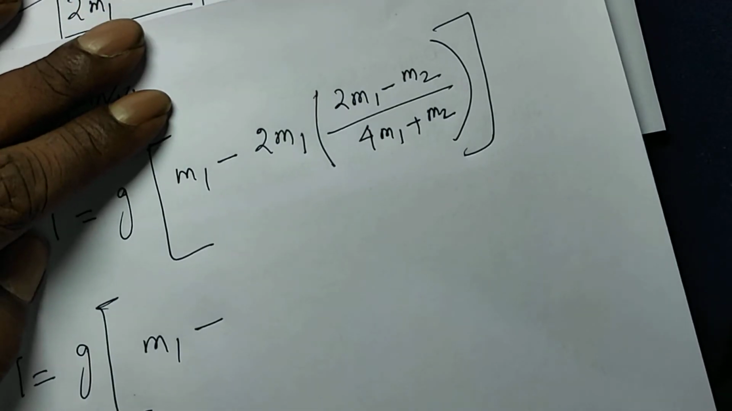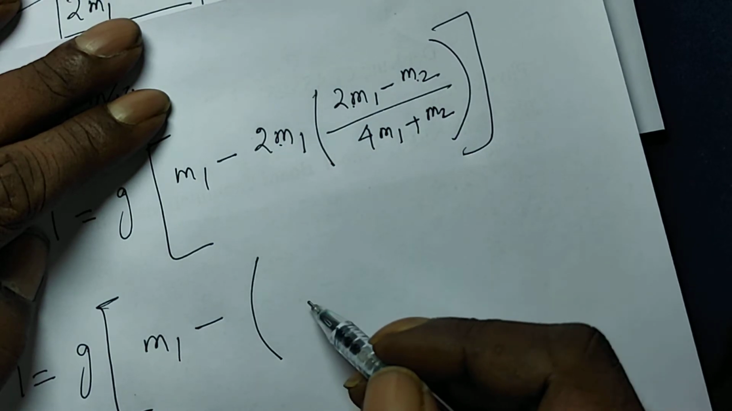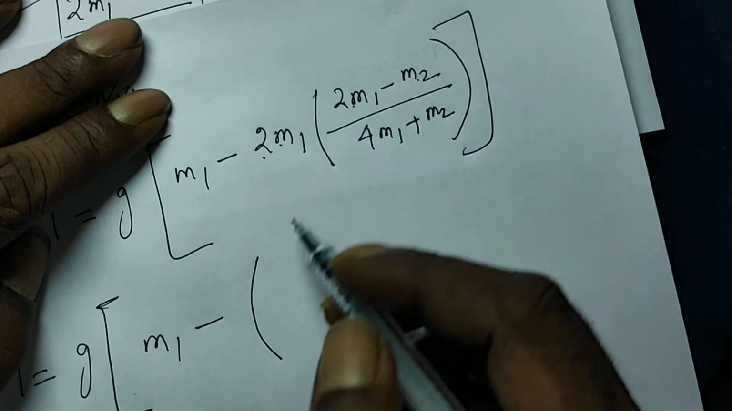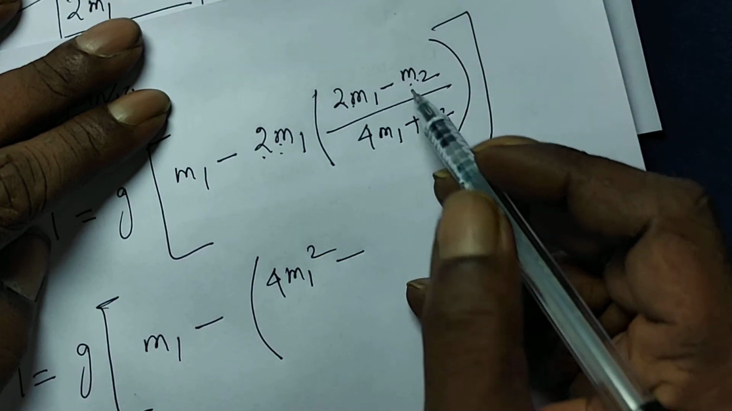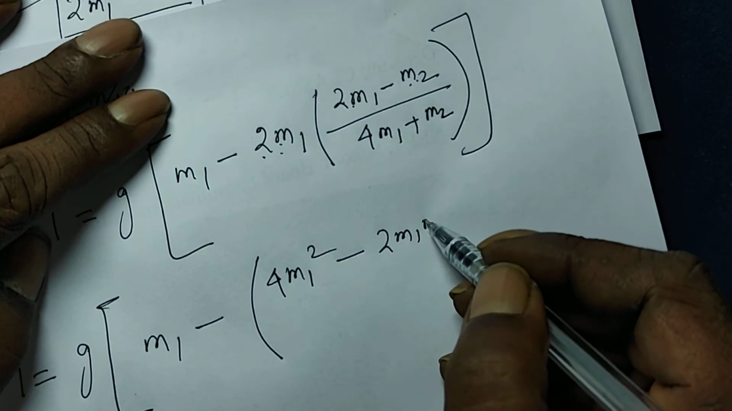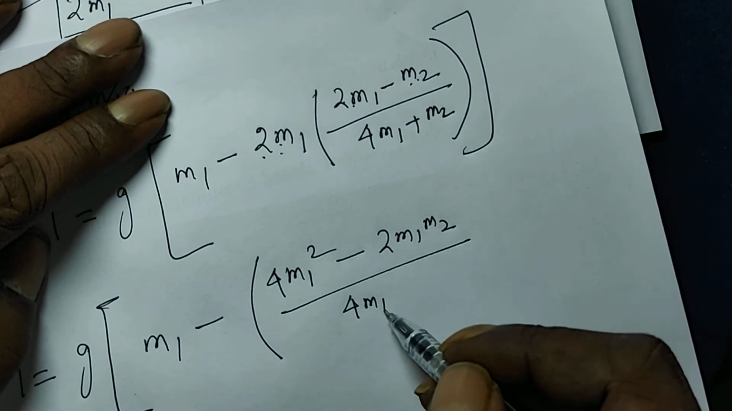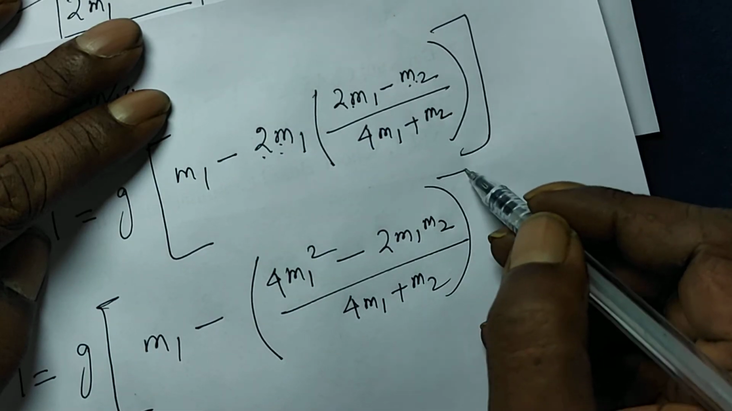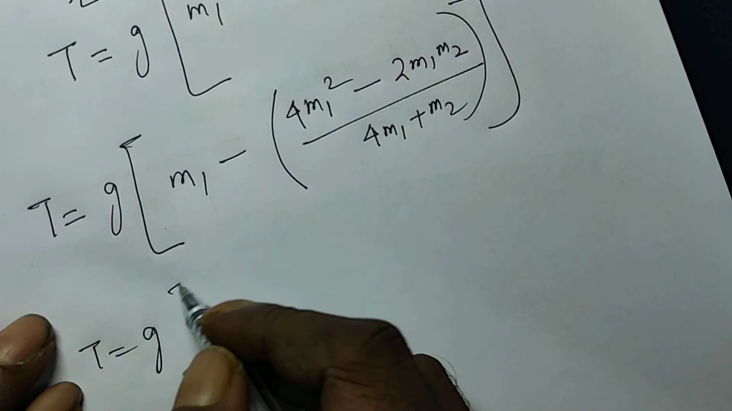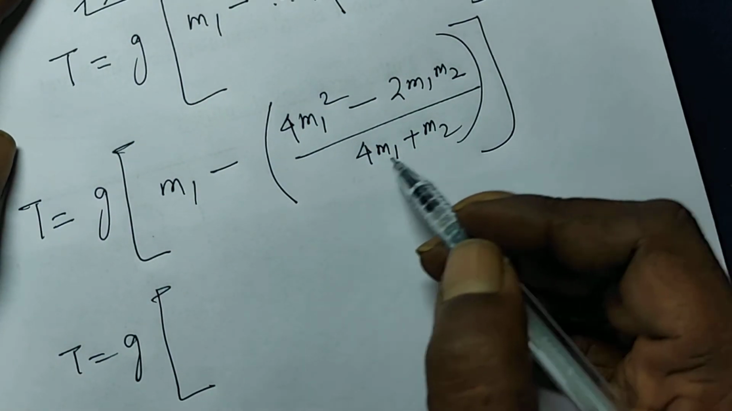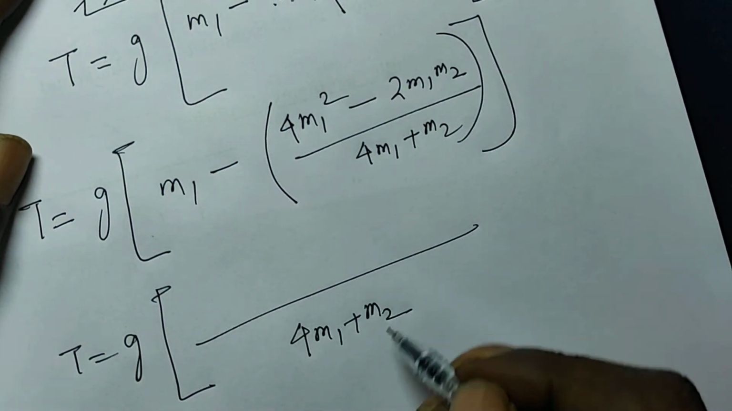m1 minus, this will be multiplied here and here. So 2 twos are 4 m1 square minus, this will be multiplied here, 2 m1 m2, over (4m1 plus m2). Now your T comes out to be, now this is the denominator, so your LCM is equal to (4m1 plus m2).